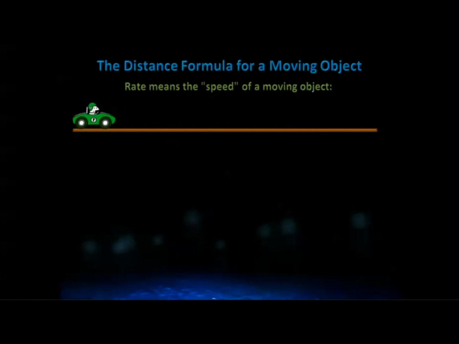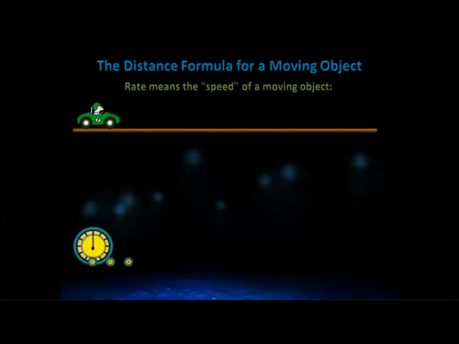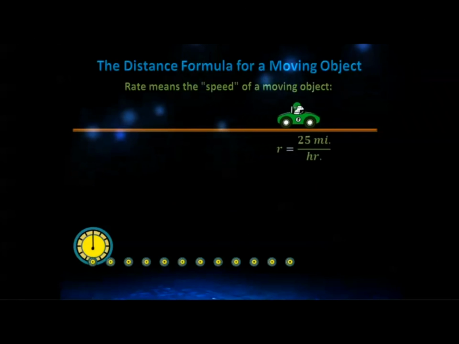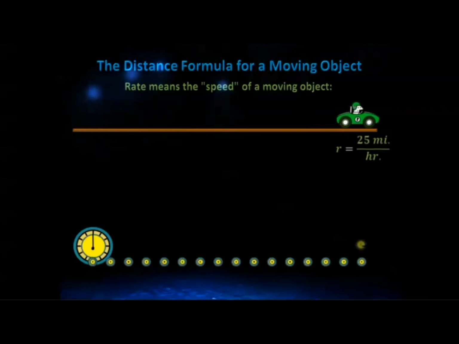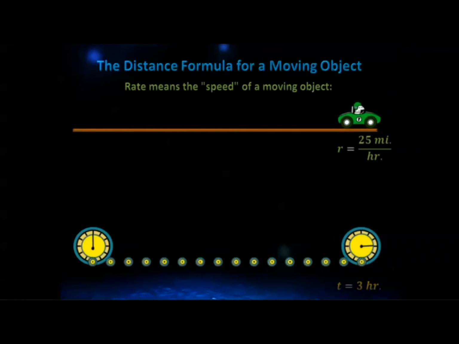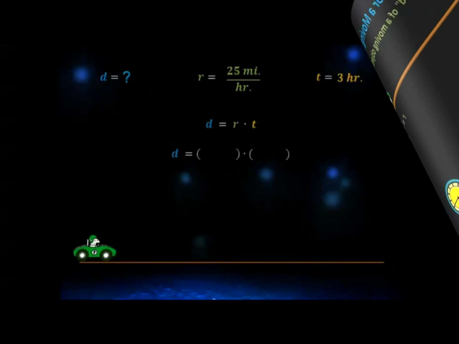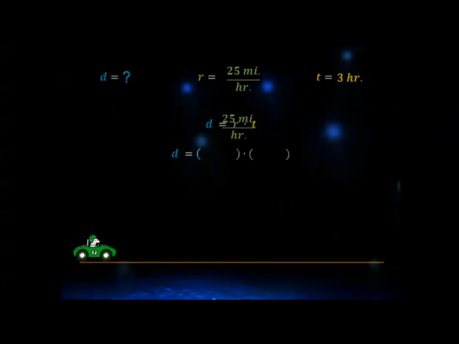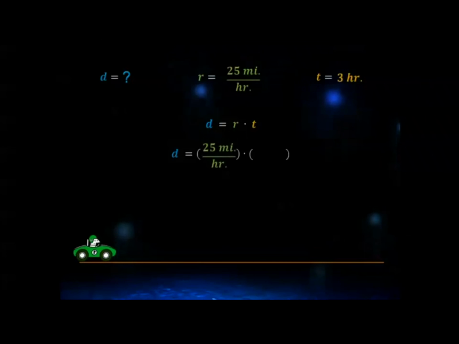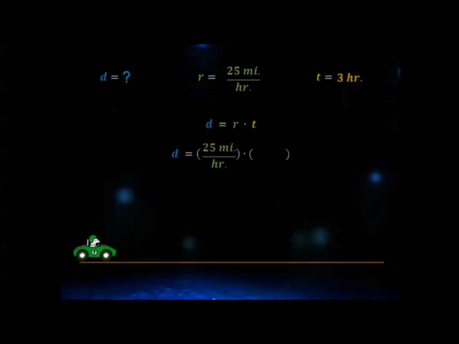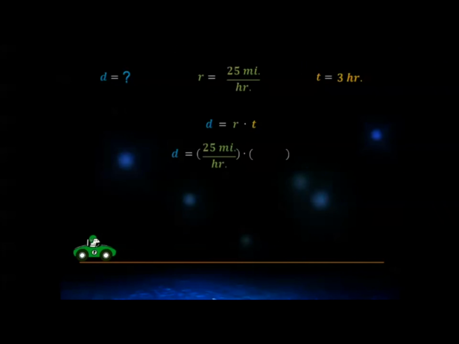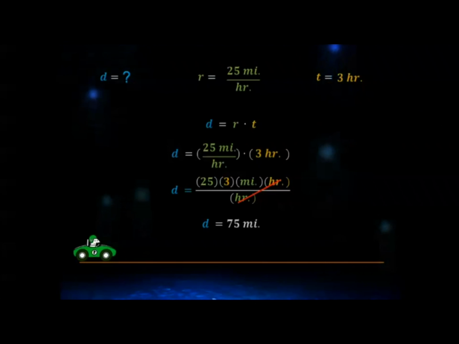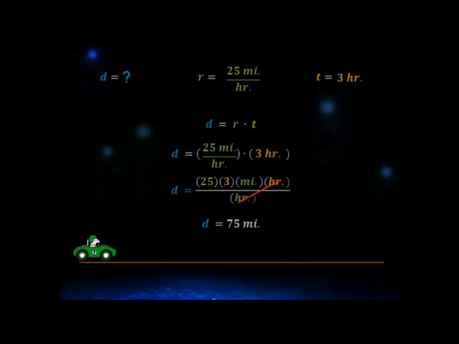Let's calculate the distance that an object travels at a rate of 25 miles per hour for a time of 3 hours. So we begin by replacing the rate in our formula with our measure in this problem, 25 miles per hour. And our distance is equal to 75 miles.